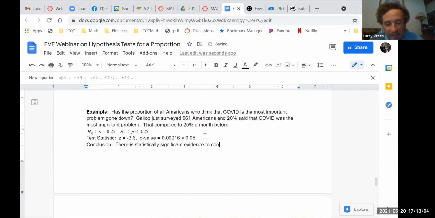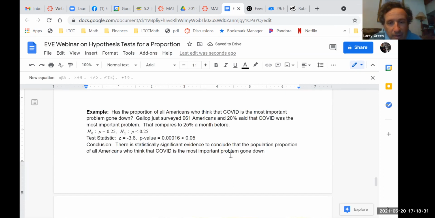to conclude that the population proportion of all Americans who think that COVID is the most important problem has gone down. Any questions on the conclusion?